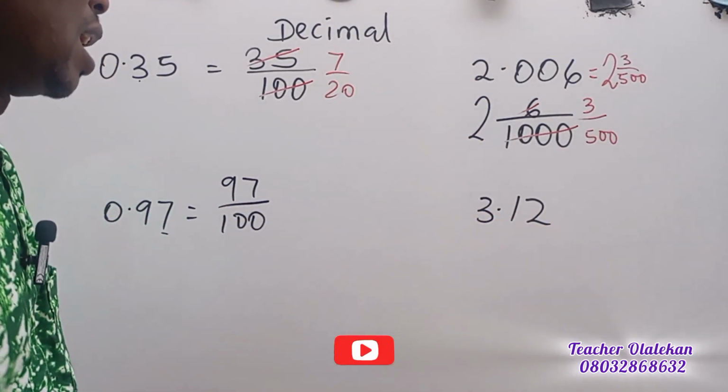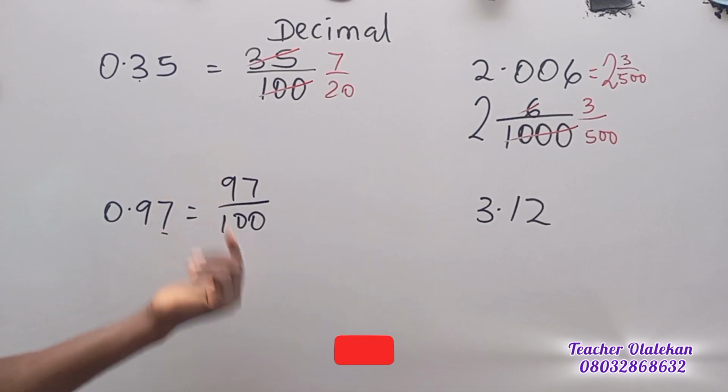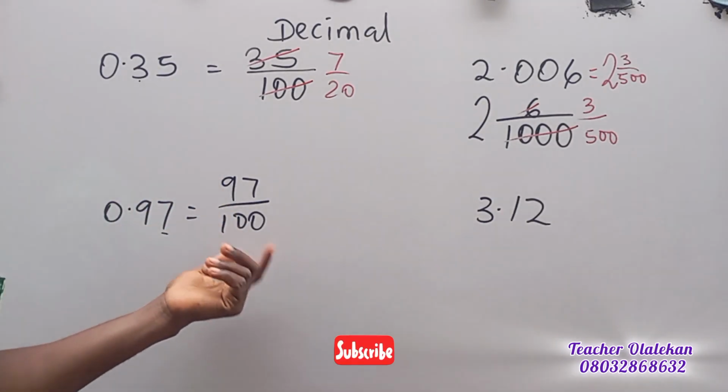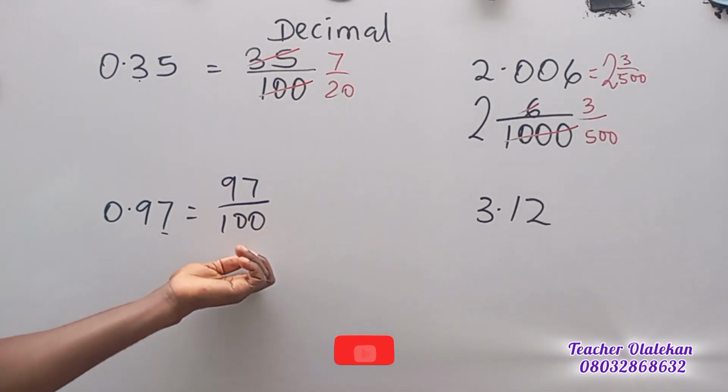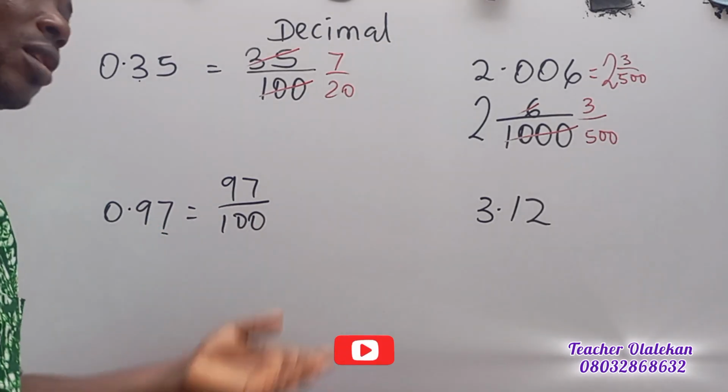And do not forget that answers in fraction must be in the lowest term, because this is already in the lowest term, nothing can divide it. So 97 is a prime number, nothing can divide 97. So that is why we do not divide this. So if you are fortunate to have questions like this, then you leave your answer like that.